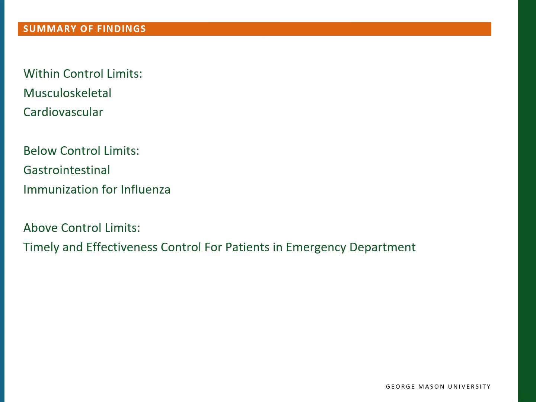Based on the findings, we are able to see that for musculoskeletal and cardiovascular, the Sentara data falls within the control limits. As for gastrointestinal and immunization for influenza, the data falls below control limits. And finally, for timely and effective care for patients in the emergency department, the data falls above control limits.